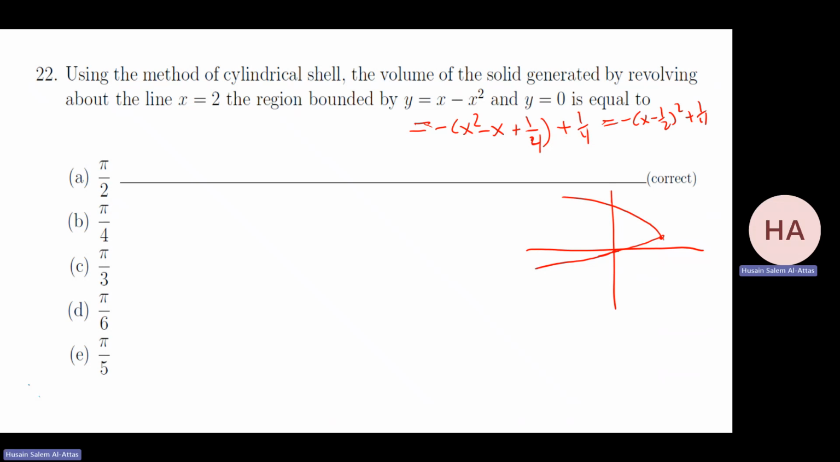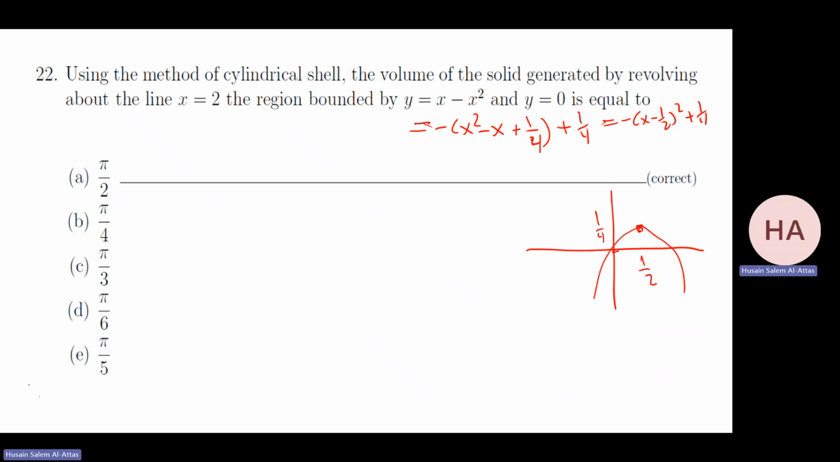Wait a minute, what am I doing? No, it's y. It opens to the... So I have half and 1/4 somewhere here. I will do something like this. Sorry, that will be my problem. This is half, this is 1. Okay.